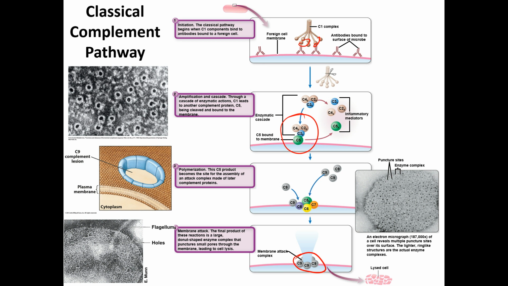So this pore, what we refer to as a membrane attack complex, pokes a hole in the membrane of the cell, so that now the cell can no longer regulate its osmotic potential, so it's more highly susceptible to lysis. Here you can see the products of that. You can see all these different holes in the surface of the cell.